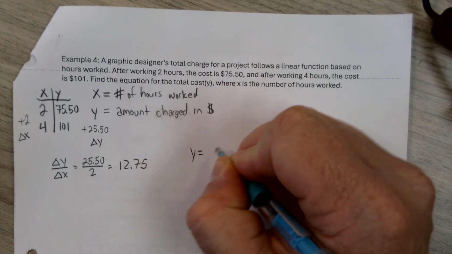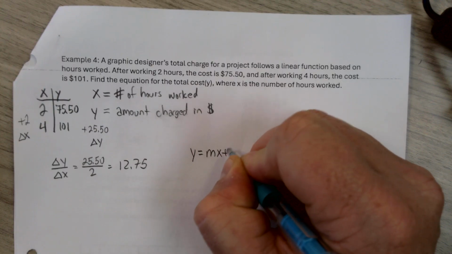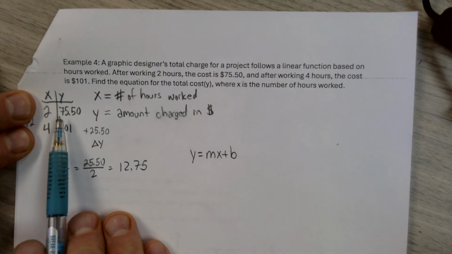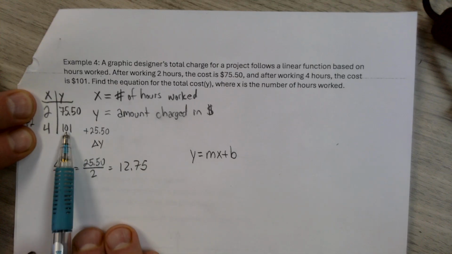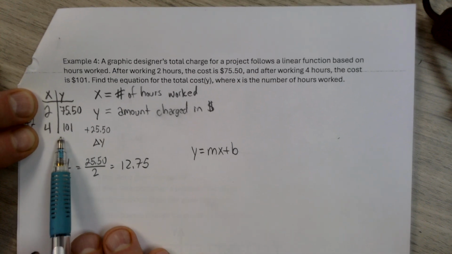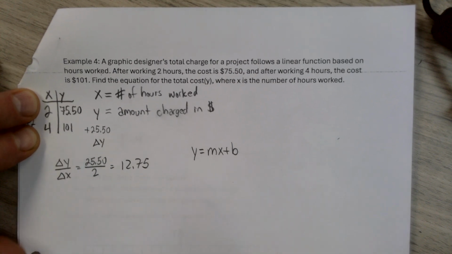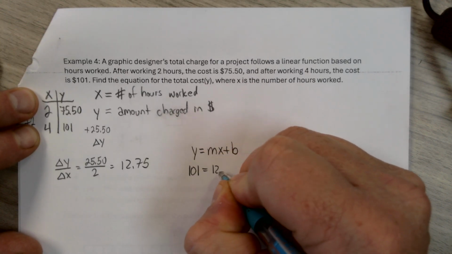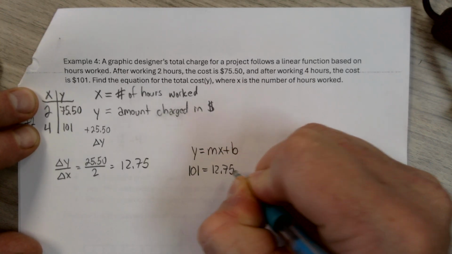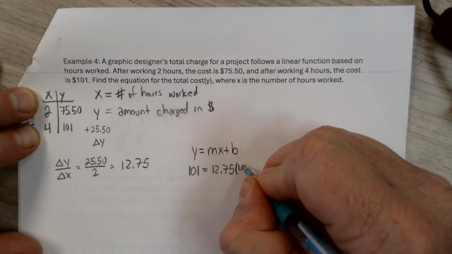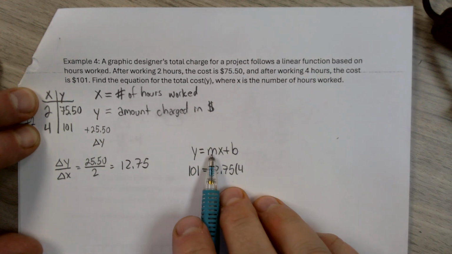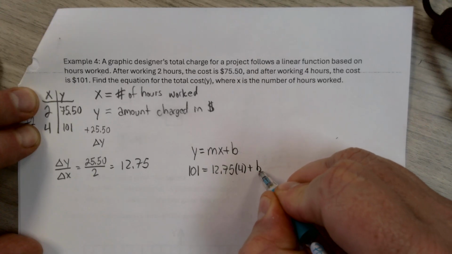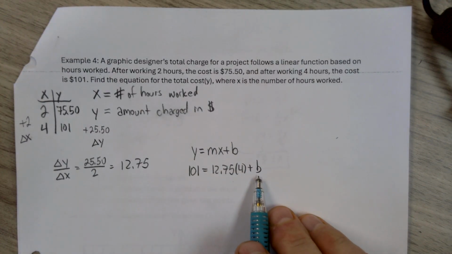So same process again, y equals mx plus b. We're going to plug in, well, we can choose either point. I could do (2, 75.50) or I can do (4, 101). This doesn't have fractions in it. Even though the number's bigger, I still think this is going to be easier. So I'm going to put 101 in for y. I'll put the 12.75 for slope, for m, and then 4 in for the x. And we'll solve for b, which is our start value.